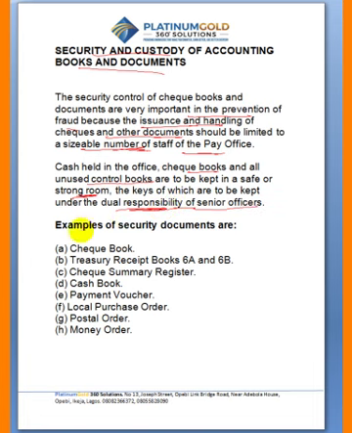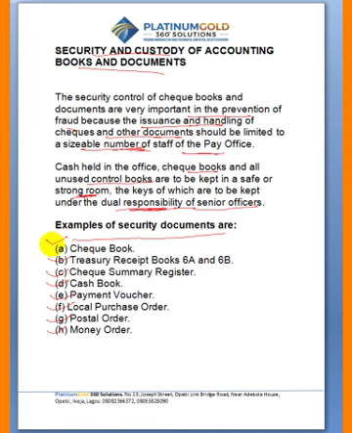So let's look at the examples of security documents. When talking about examples of a security document, we are looking at A, a checkbook. B, a treasury receipt book. C, a check summary register. We look at the cash book. We look at the payment voucher, the local purchase order, the postal order, as well as the money order. Those are the major examples of security documents.